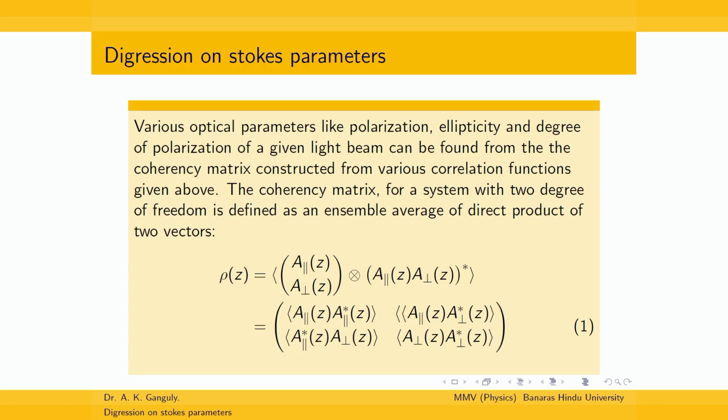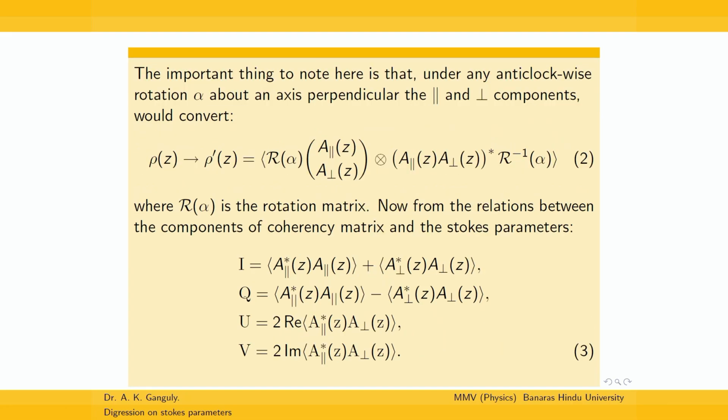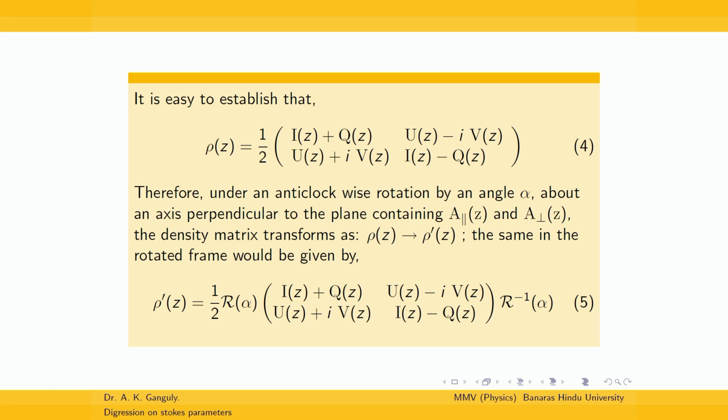So, if we decide to define the intensities I by the first line of equation 3, the difference in the intensities of the parallel and the perpendicular direction by another variable q, the real part of the cross correlation related to something called u and the imaginary part by another quantity v, then the coherency matrix can be recast in the form of equation number 4.